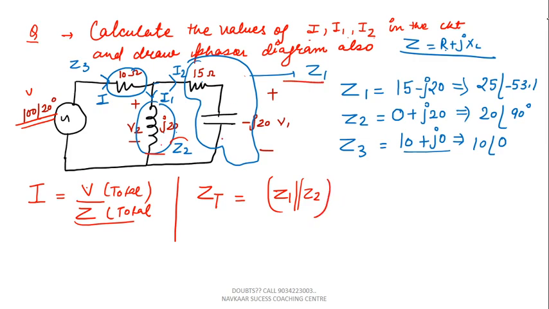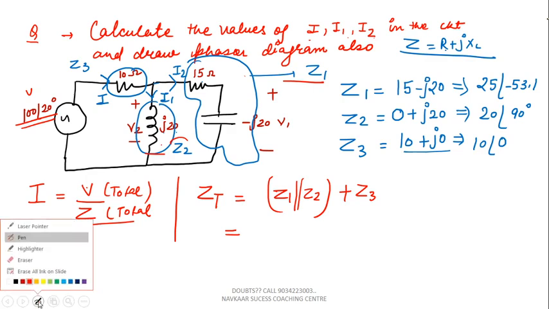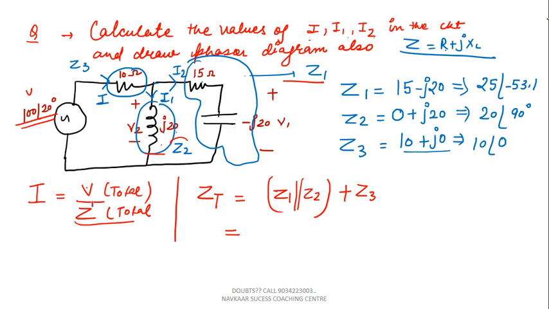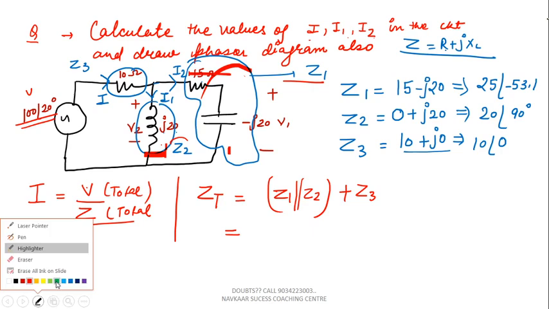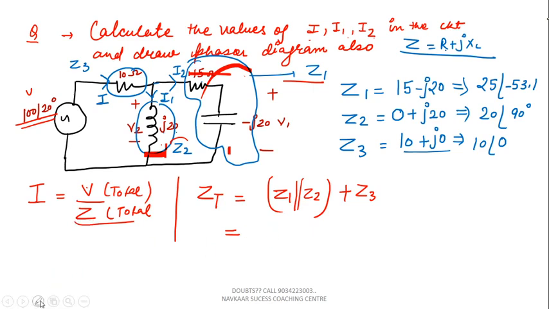If we combine Z1 and Z2, then Z3 is connected in series with the combination of Z1 parallel Z2. Now we just need to put down the values, as I am telling you again how these are connected. This one is Z1, this one is Z2. Z1 and Z2 are connected in parallel, then combined in series with Z3. Clear?